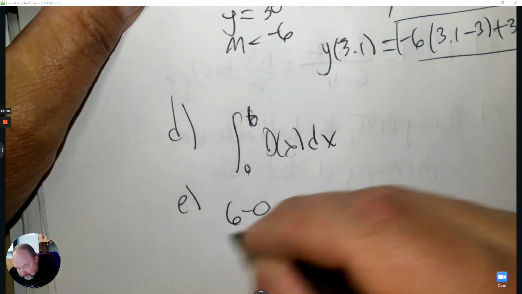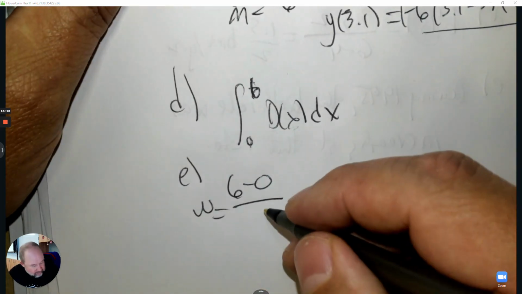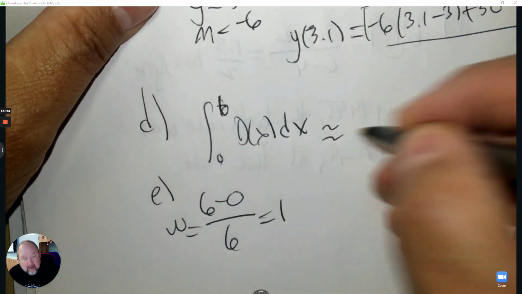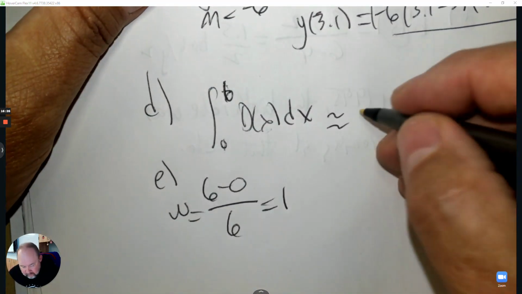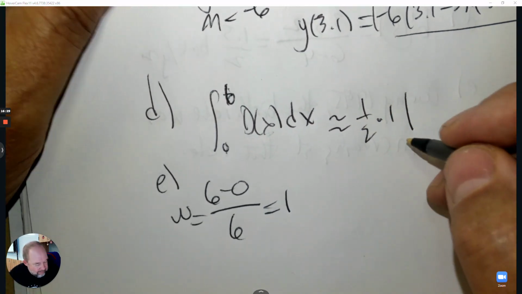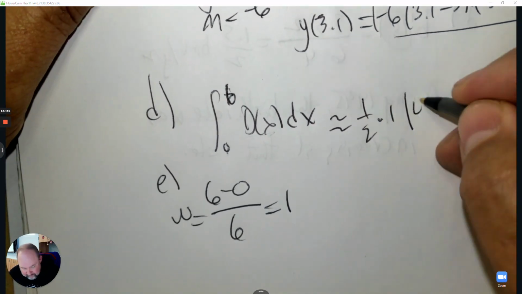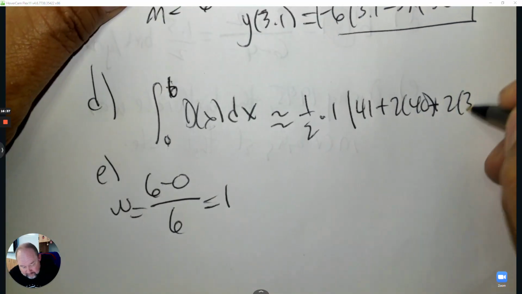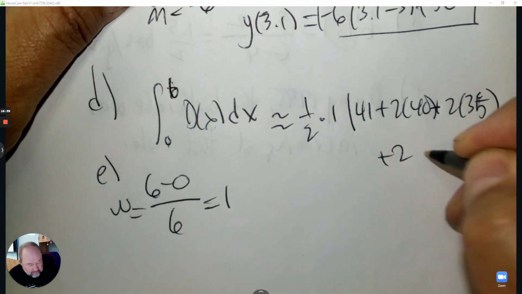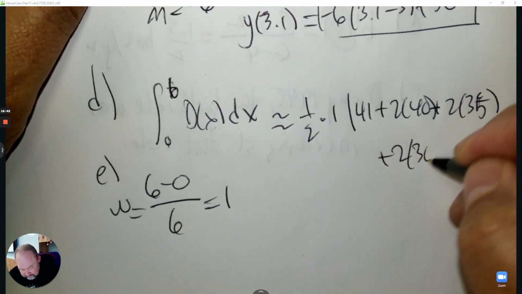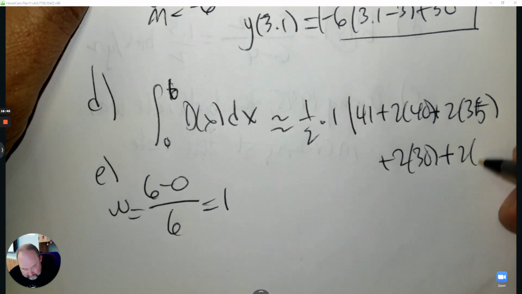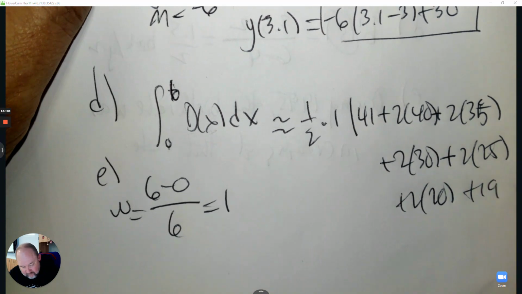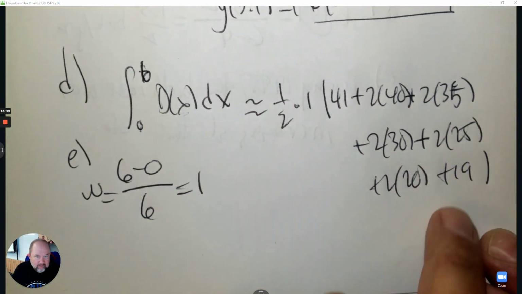So we're going to go top subtract. For the width, it's top subtract bottom divided by 6. So the width is 1. So we're going to approximate this up here. So it's 1/2 times the width. And then the first height plus double the next height. And this is from the table. Plus double the next height. Plus double the next height. And the next height. And the next height. And then don't double the first one or the last one, just using the numbers in the table.